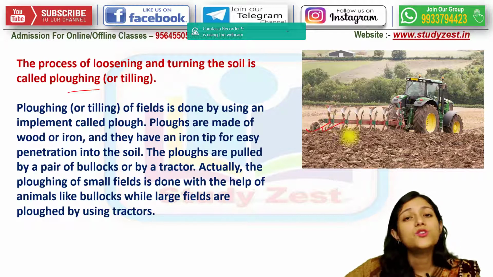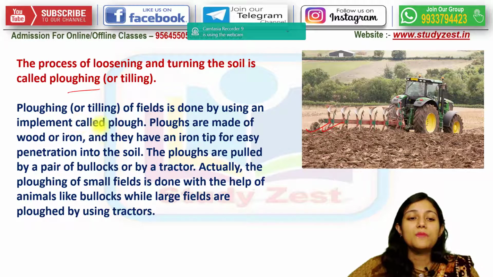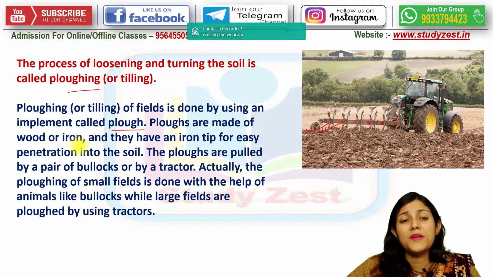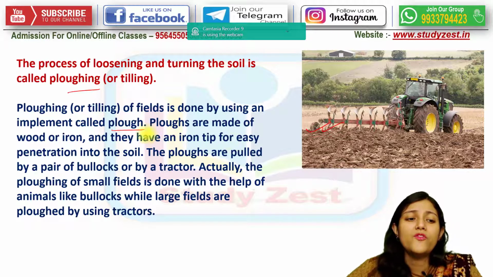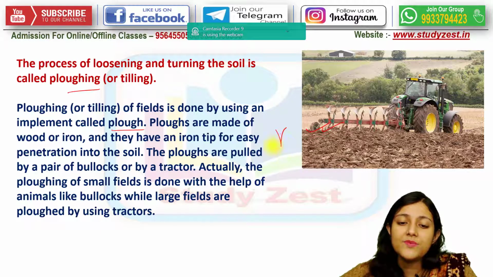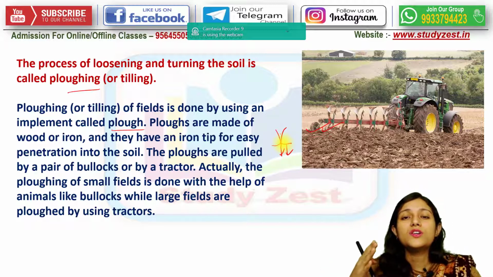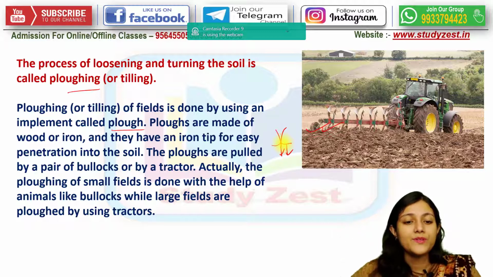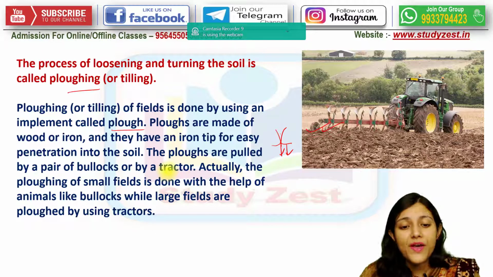As this picture depicts, this practice of ploughing or tilling is done by using an implement called the plough. Ploughs can be made of wood or iron, and they have an iron tip for easy penetration into the soil, so that it can enter the soil very easily with this sharp pointed end. The ploughs are pulled by a pair of bullocks or by a tractor.